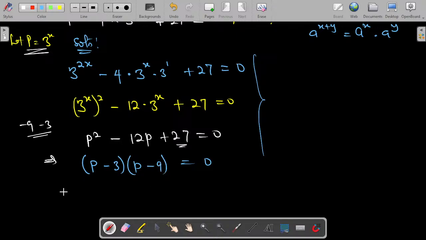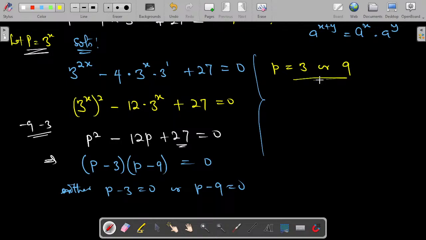So immediately either your p minus 3 is 0 or your p minus 9 is 0, and immediately your answer has come up. So your p is equal to 3 or equal to 9, and this is the value for p. You have not yet gotten the value for x, and you need to get it. To get your x, you will now substitute p into this equation here. You are going to do that for the two values of p.